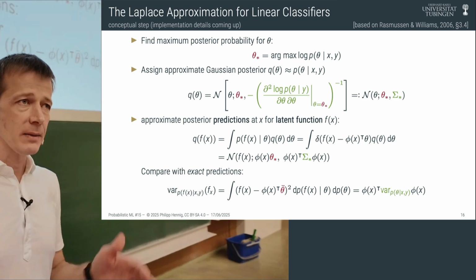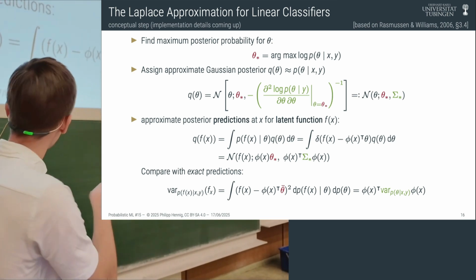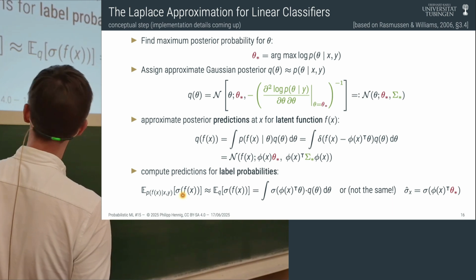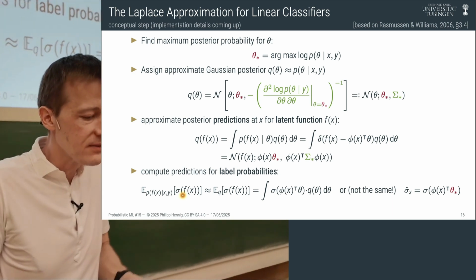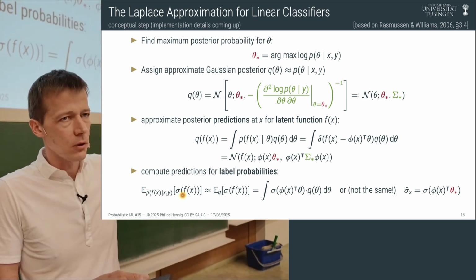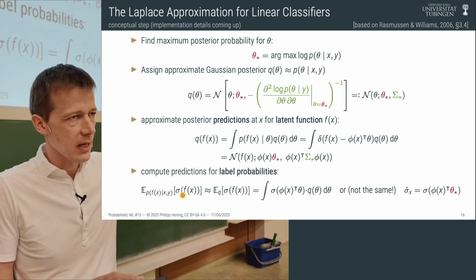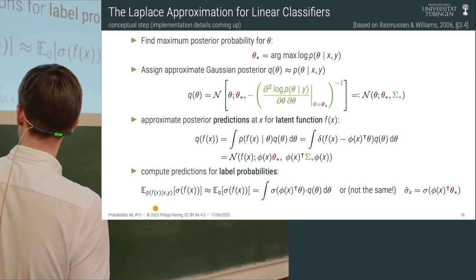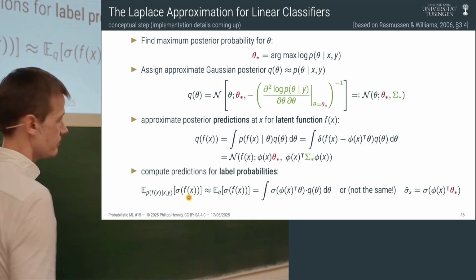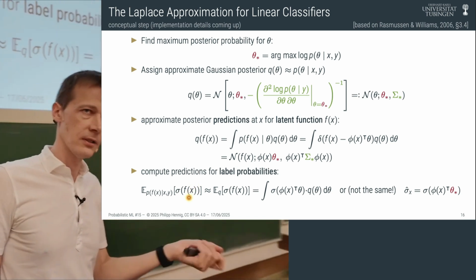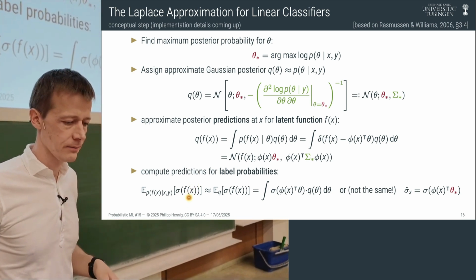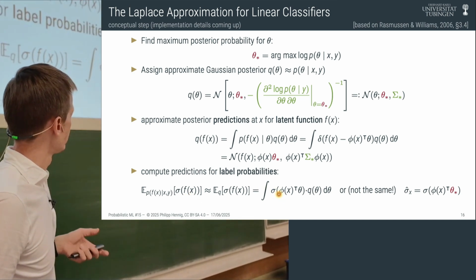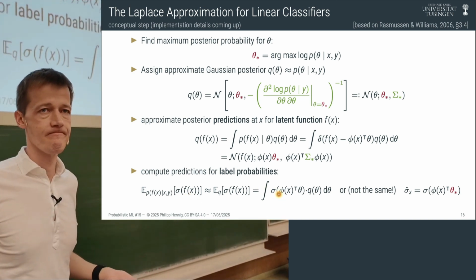So how do we make predictions? The slide will stay the same, just the last line changes. To make a prediction for the label, so the probability to get a 0 or a 1 if we ask for a new label at a particular point, that's the expected value of the logistic of phi, which is just an integral, which doesn't have a closed form expression.